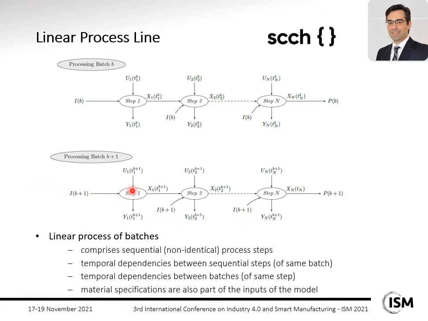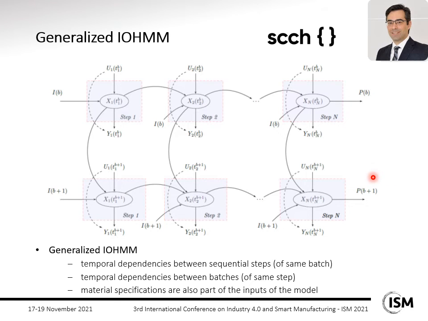The operating mode in step 1 is probably going to influence the operating mode in step 2. At the same time, there are also dependencies between batches, meaning the operating mode in step 2 when processing batch B+1, as is the case here, is also going to be influenced by the operating mode of the same step when processing the previous batch. This is schematically shown in this figure, where we have plotted by arrows the temporal dependencies considered in this analysis.